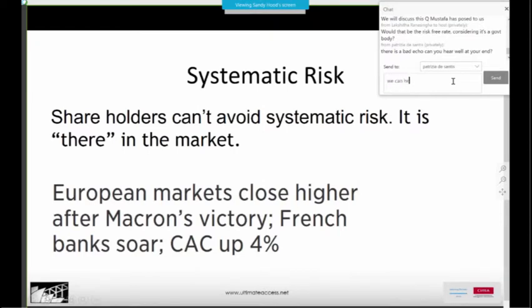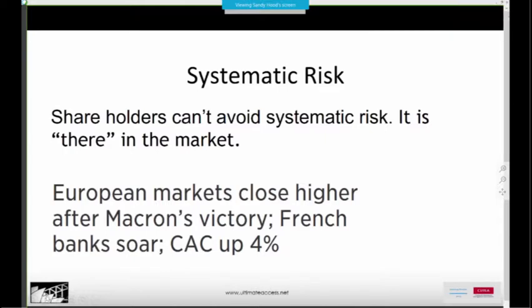So shareholders can't avoid the systematic risk, it's there. And on Sunday of last week, the stock market in France all went up, and that was because there was a general recognition that the election of Macron provided them with someone who was going to provide stability from the economic side of view, and perhaps a little bit of eye candy for some of the ladies as well. That is so true. I agree with you.